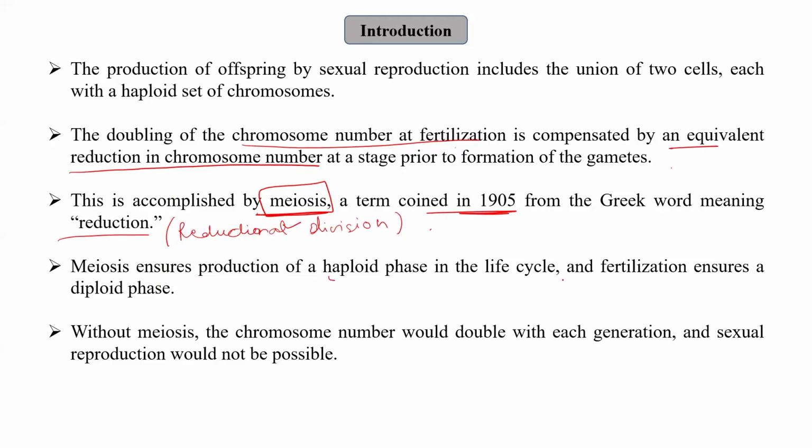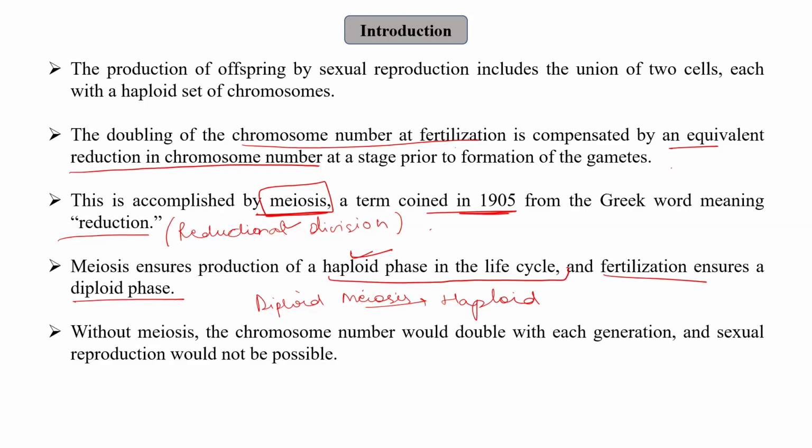Meiosis ensures production of a haploid phase in the life cycle. So wherever there is a conversion of diploid to haploid, this happens by the process known as meiosis. Meiosis ensures the production of a haploid phase, and fertilization ensures a diploid phase. Whenever a haploid phase is required, that will happen by the process of meiosis, and upon fertilization, these will again be converted into a diploid phase.